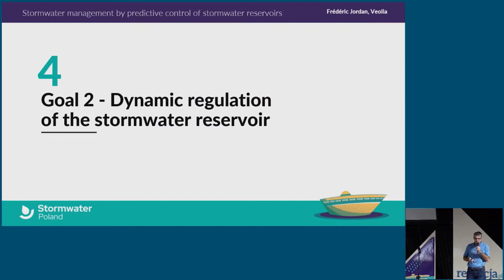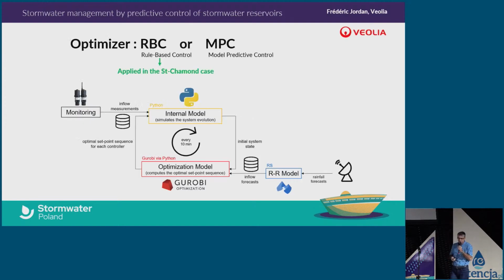The second use case, as I explained before, is the goal of limiting the overall spillings of wastewater into the environment. And for this, we use simulation optimization with the digital twin. So how does it work?